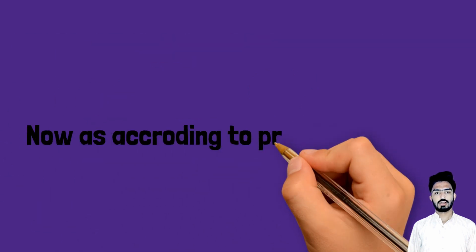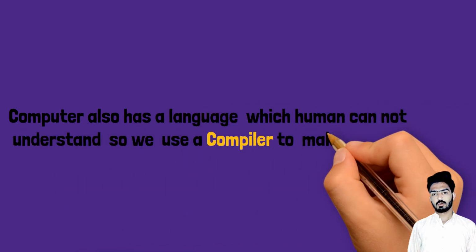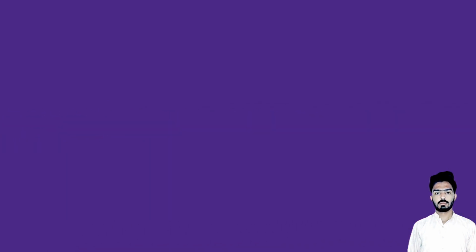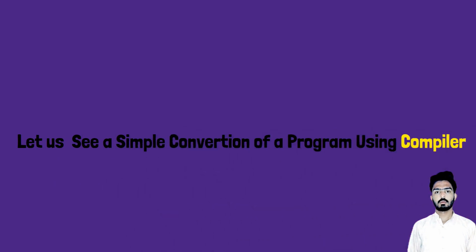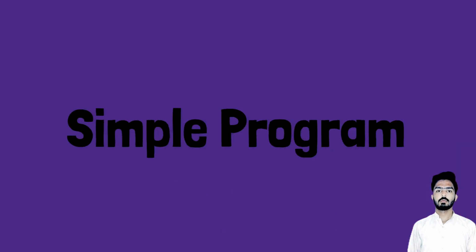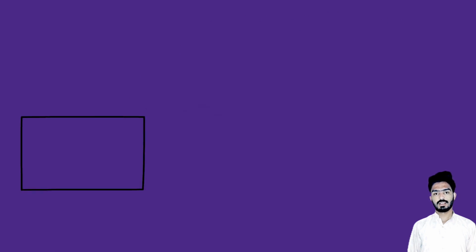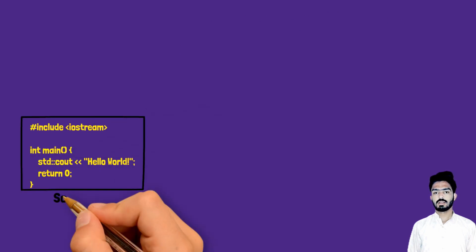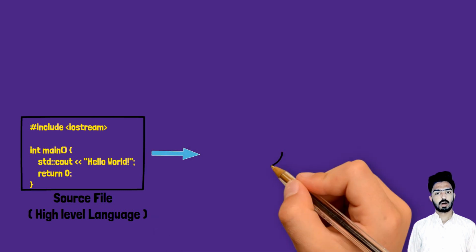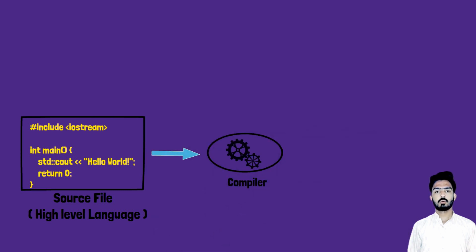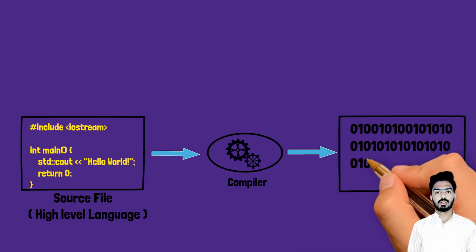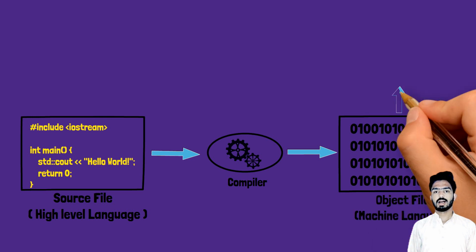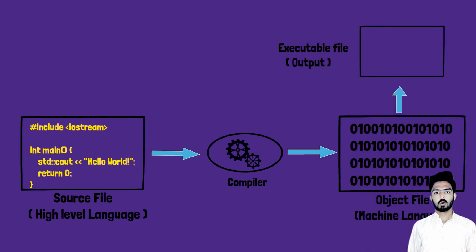Now, according to the previous example, a computer also has a language which humans cannot understand, so we use a compiler to make it understand. Let us see a simple conversion of a program using a compiler. Here we have a source file written in a high-level language, for example C, C++, etc. Here we have a compiler which converts the source code into machine code, which is in the form of zeros and ones. So here you can see the compiler converted it into binary format. At last we got an executable file and an output of hello world. So this is the working of a compiler.